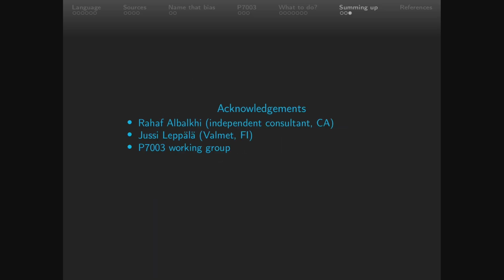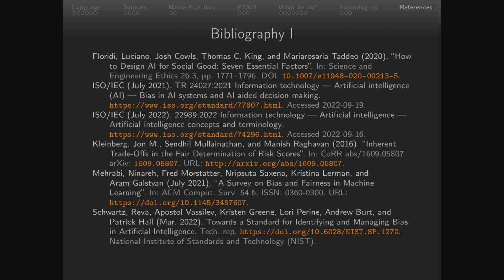With that, we'll wrap up, and I'll give my acknowledgements to the people who I worked with, in particular on writing the evaluation section of P7003, Rahaf Al-Balki and Jussi Leppälä, and also the rest of the P7003 working group. And that's it.